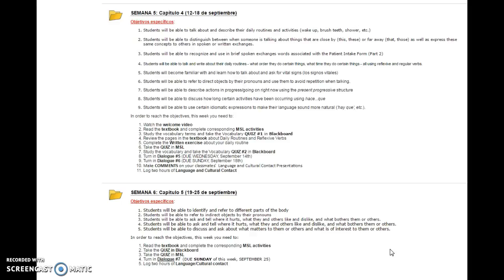So los objetivos específicos esta semana, you're going to be able to identify, refer to different parts of the body. This will be parts of the body, external parts as well as internal. You will refer to indirect objects by their pronouns. In Semana 5, we talked about direct object pronouns. The who or what is the object of the verb. Here, it's going to be the indirect, the to whom or for whom something is done. And you'll learn the indirect object pronouns.